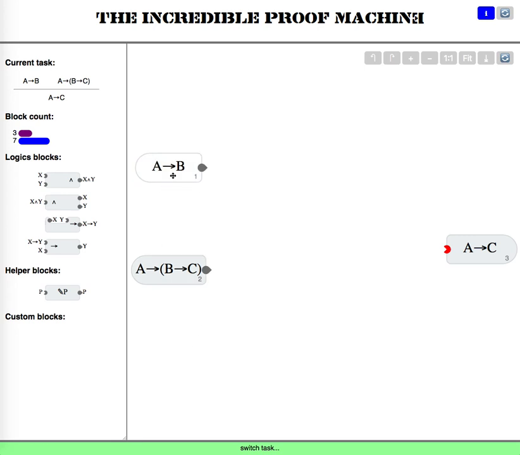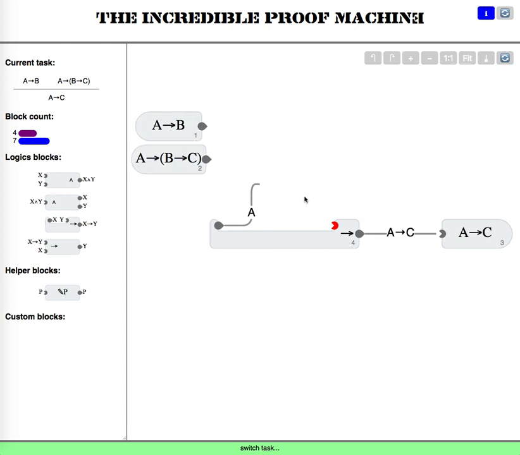So here we go. A implies C, and A implies the statement B implies C. Whew. And we need to construct an A implies C. So whenever we have an arrow here that we don't have already, that means we need to use one of these blocks because we need to construct it. And whenever we use one of these blocks, it's nice because it gives us something here.